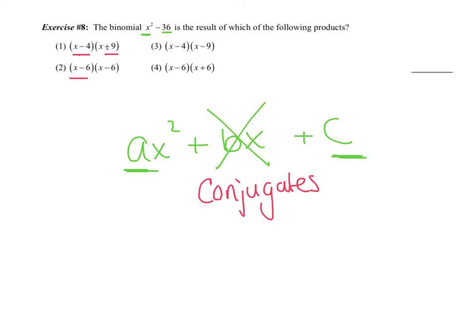X minus 6. The conjugate should be x plus 6. So that's out. I think if I look at option 4, I have conjugates x minus 6, x plus 6. If I FOIL those out, x times x is x squared, and negative 6 times positive 6 gets me that negative 36. So I'm going to go with option 4.